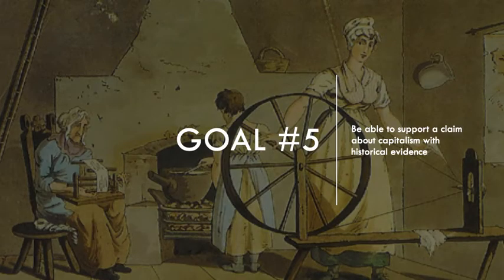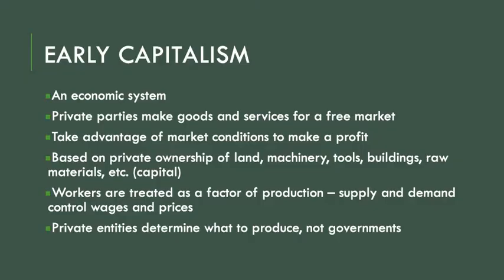Now, another thing you want to be able to do is to support a claim about capitalism with historical evidence. So you've got to be able to understand capitalism. So early capitalism is an economic system, and in this economic system, private parties, which means people like you and me, anyone who's not part of the government or not part of the church, is a private party.